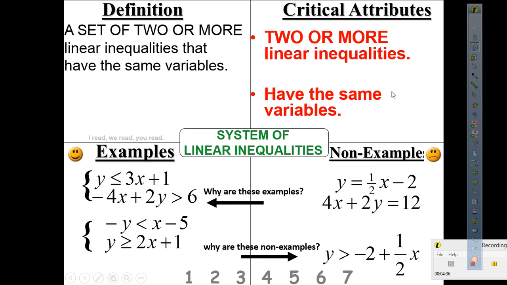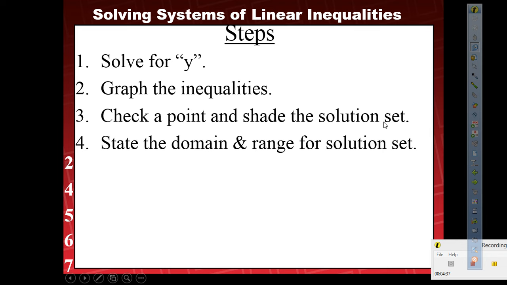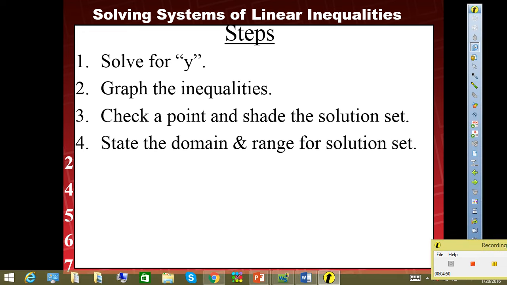So, steps. Copy this, please. Step 1, solve for y. Step 2, graph the inequalities. Step 3, check a point and say the solution set. Step 4, state the domain and range for solution set. Copy that? So, these 4 steps, guys, this is for graphing, okay? It says solve for y, graph the inequalities, check the point and shade the solution set, and state the domain and range of the solution set.